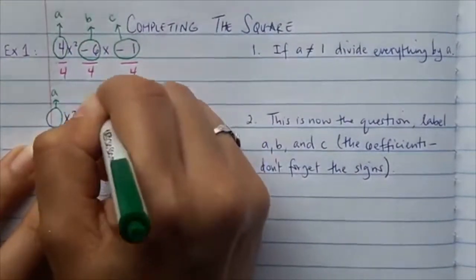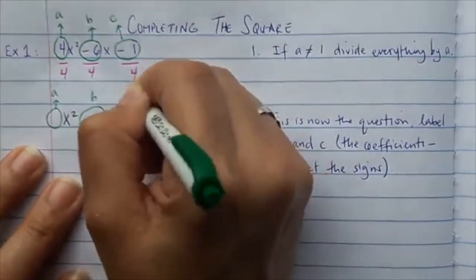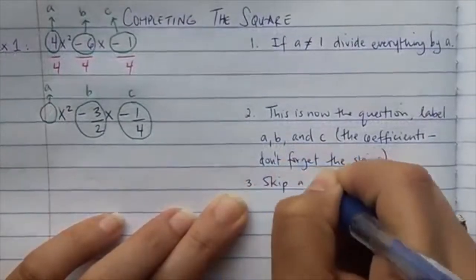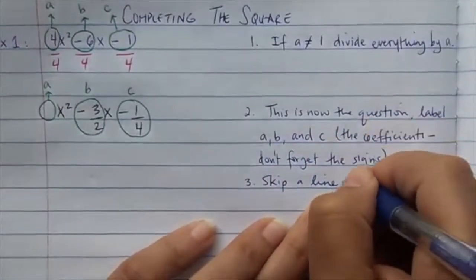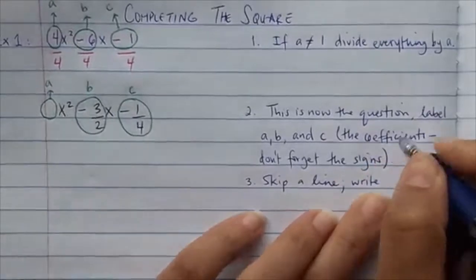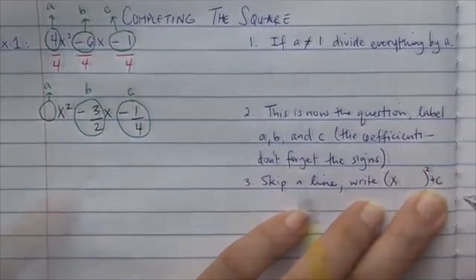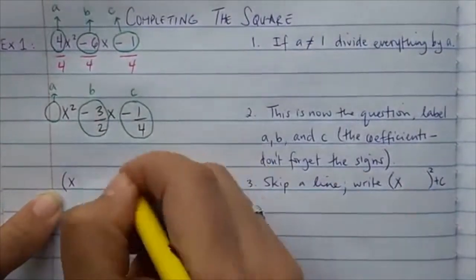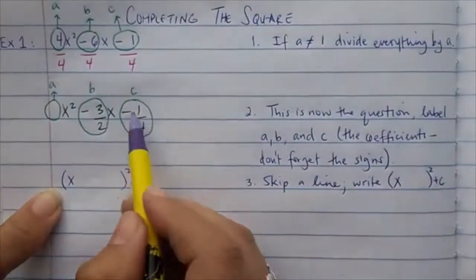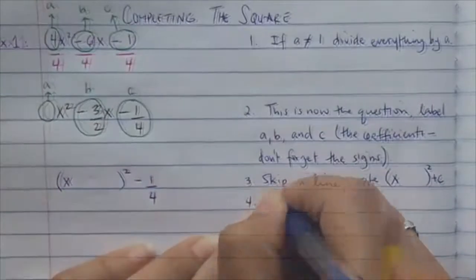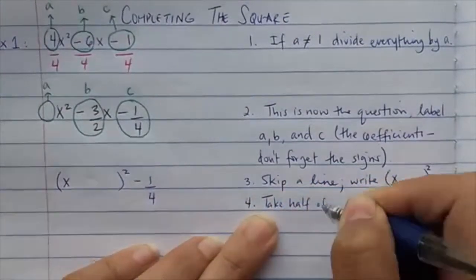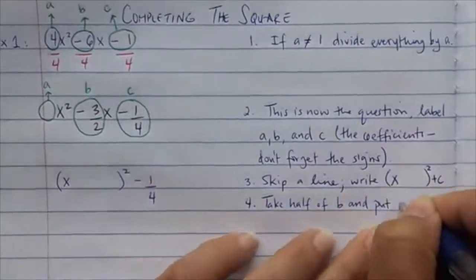Alright, so again, A is invisible 1, B is negative 3 over 2, and C is negative 1/4. Alright, so skip a line and then write this: parentheses, x, and then leave a little space, and then squared outside, plus whatever your C is. In this case, it's negative 1/4. So let's skip a line and then write that, and my C is negative 1/4, so that's what I'm putting there. Number 4, take half of B and put it inside that parentheses.